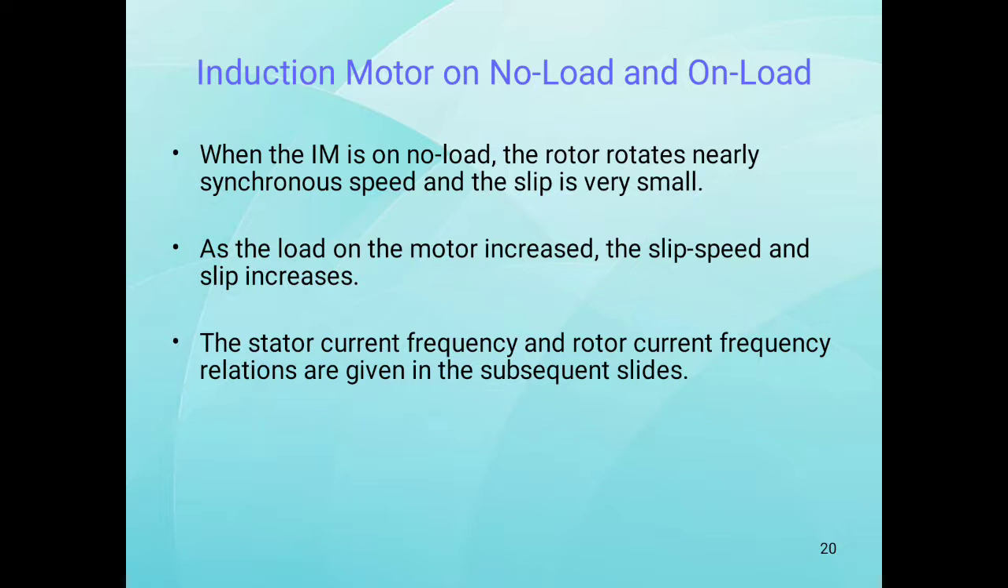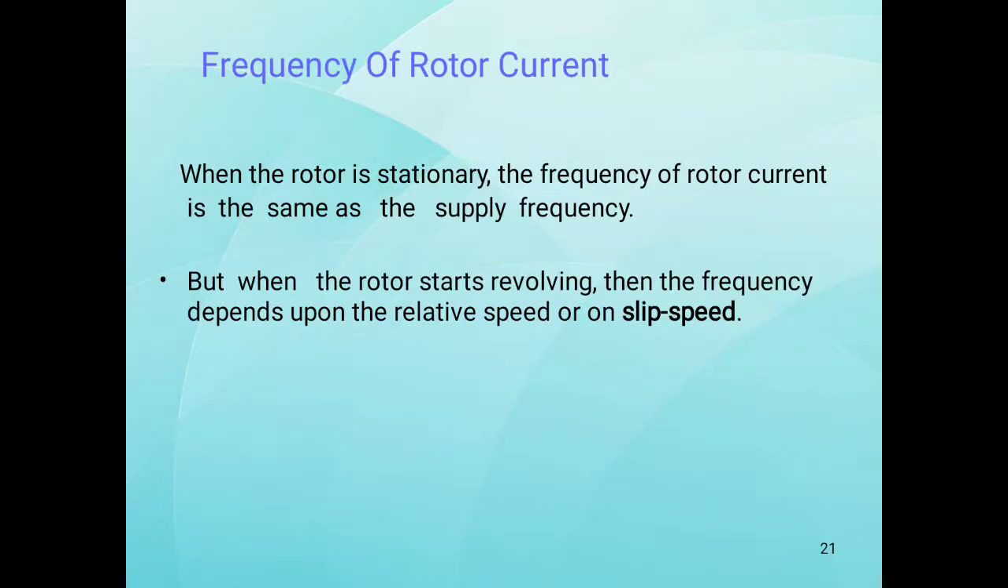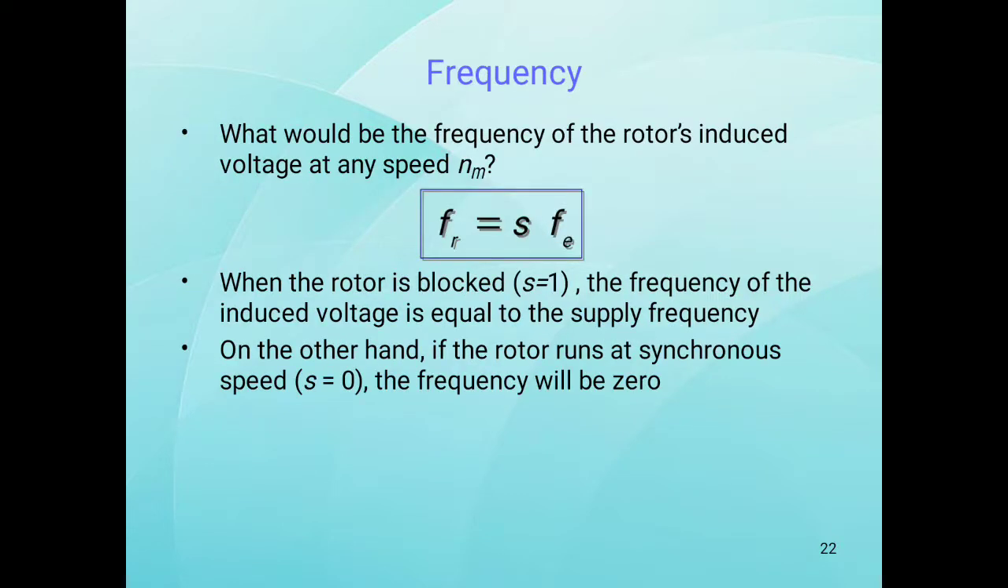Induction motor on load and no load. When the induction motor is on no load, the rotor rotates near the synchronous speed and the slip is very small. As the load on the motor increases, the slip speed and the slip increase. The stator current frequency and rotor current frequency relations are given in the subsequent slide. Now, the frequency of rotor current when the rotor is stationary is the same as the supply frequency. But when the rotor is revolving, the frequency depends on the relative speed or slip speed. So what would be the frequency of the rotor's induced voltage at speed N? Here, Fr is equal to S times F.